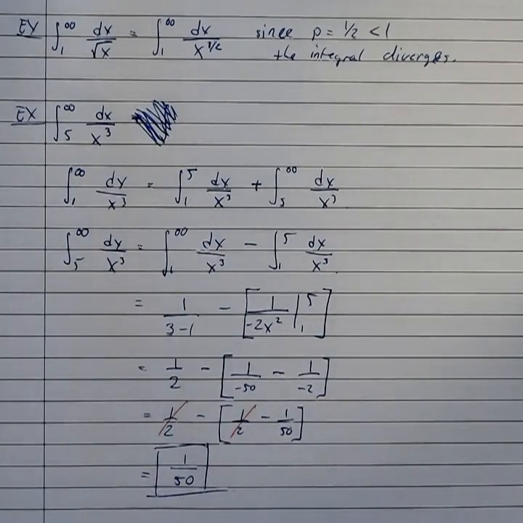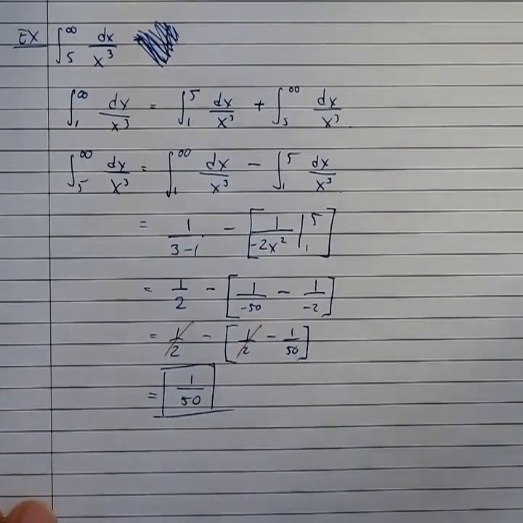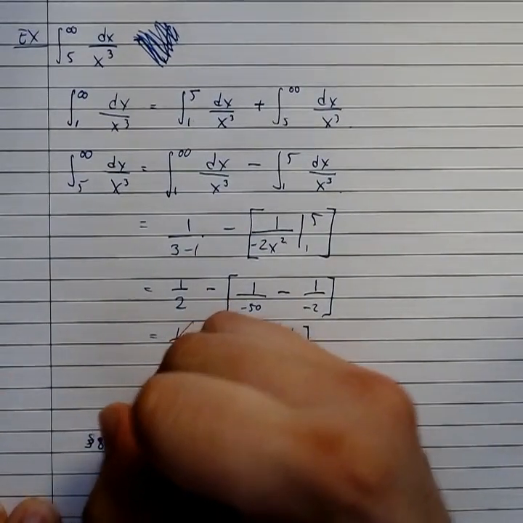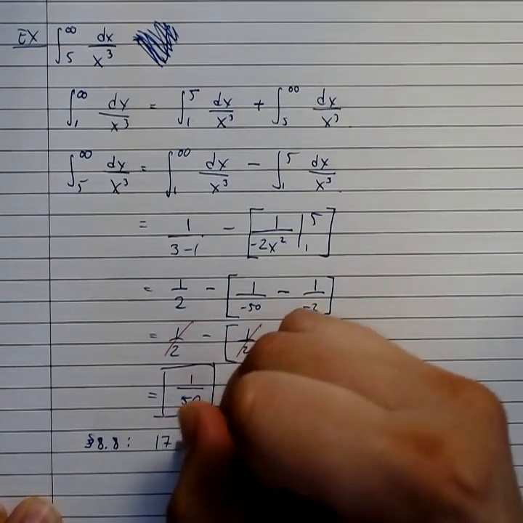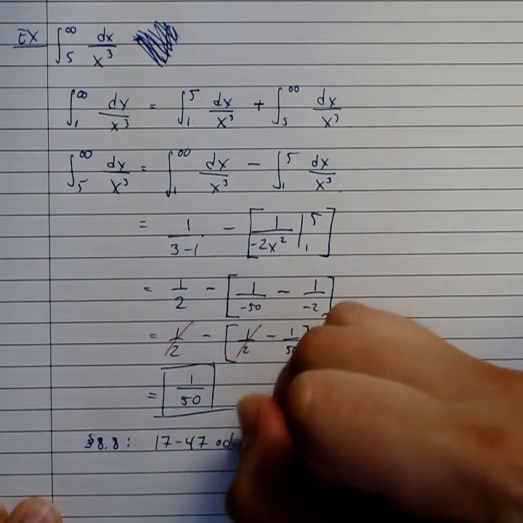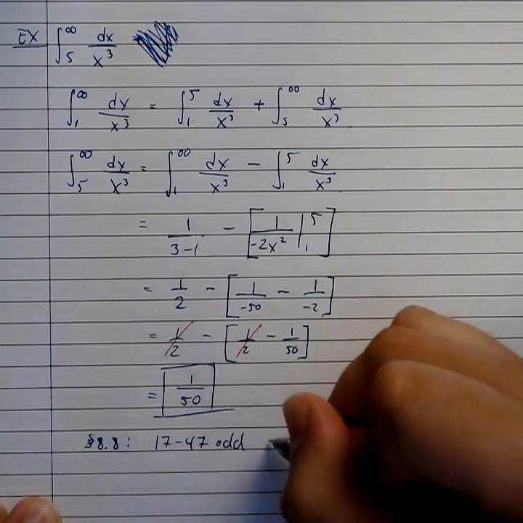So that is it for section 8.8, and that's the end of chapter 8. As a bit of practice for this section, you should try the following problems. This is section 8.8. Go and try problems 17 through 47 odd, and also go ahead and try number 65.